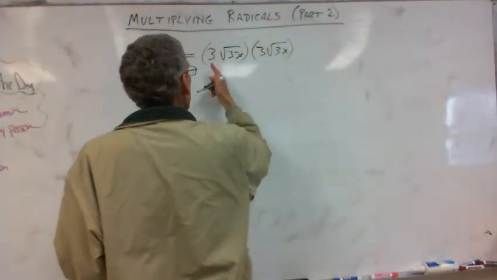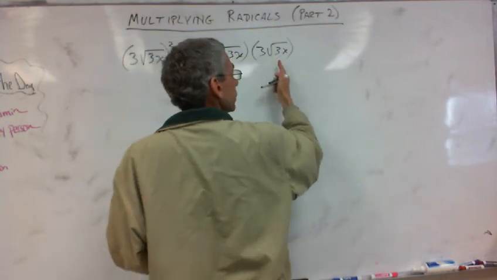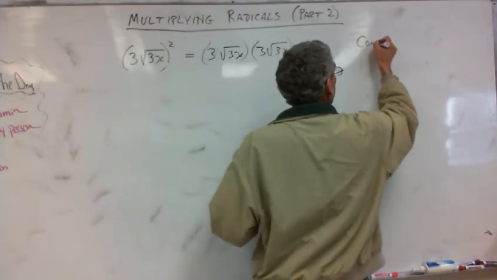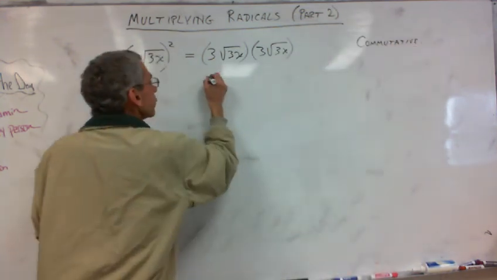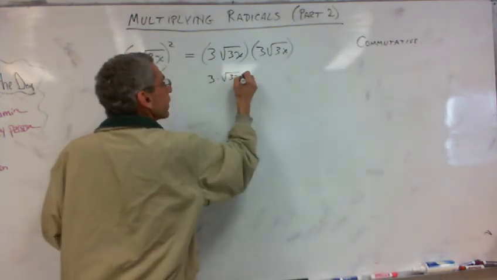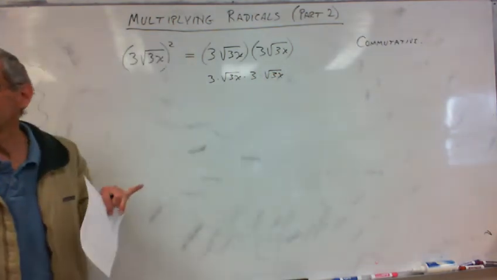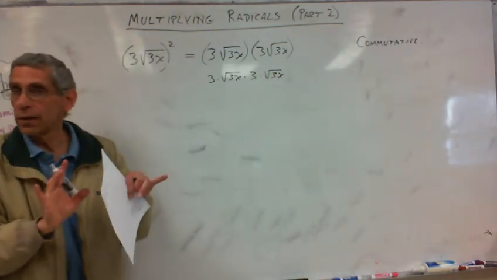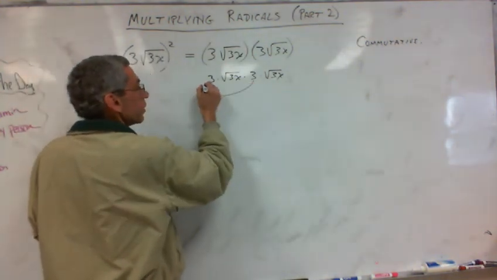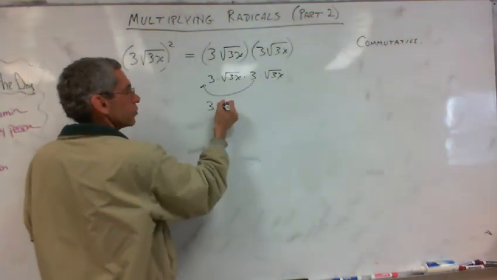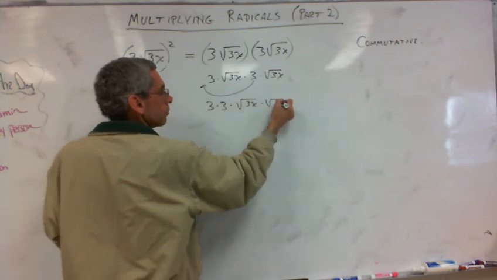So now I have 3 times this times this times this. You guys remember the commutative property? It means if I have 3 times the square root of 3x times 3 times the square root of 3x, I can commute them. I can move them, like commuting to work, right? This 3 could go over here as well. So I could have 3 times 3 times the square root of 3x times the square root of 3x.